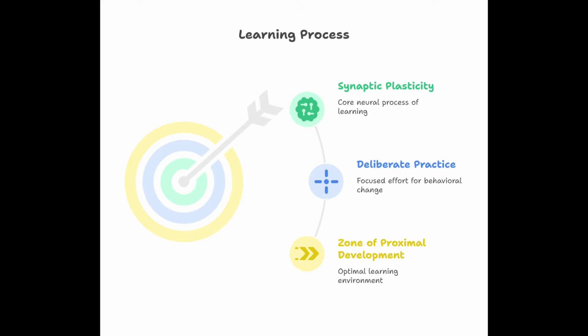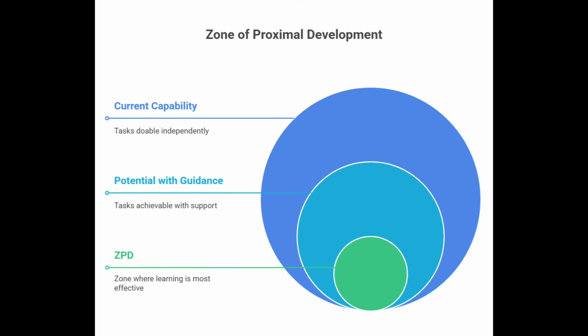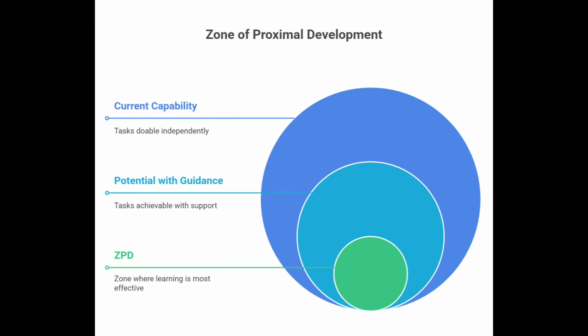zone. Specifically, this optimal area of learning is the zone of proximal development, ZPD. The ZPD is a core concept developed by Russian psychologist Lev Vygotsky. It defines the space between what a learner can do without assistance and what they can do with guidance or collaboration from a more knowledgeable peer or instructor.